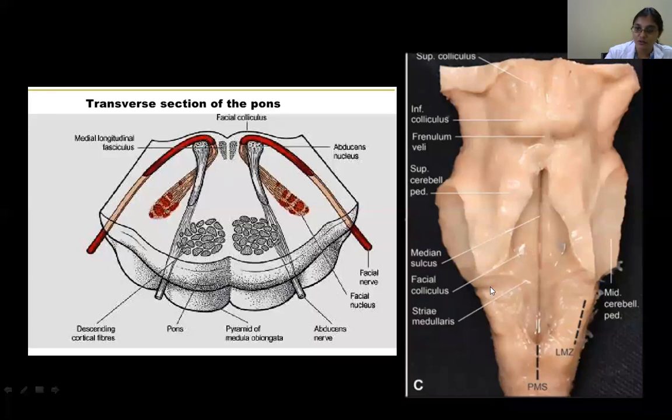So this is the floor of the fourth ventricle. So in the floor of the fourth ventricle, this part is formed by the pons, this is formed by the medulla oblongata. So in the upper part of the floor of the fourth ventricle, you find an elevation that is called the facial colliculus. And this represents the abducens nucleus with the internal genu of the facial nerve.